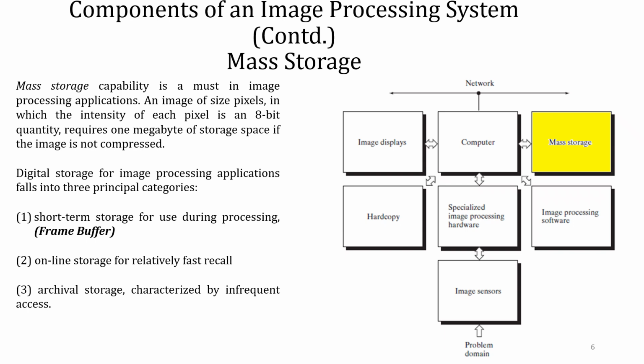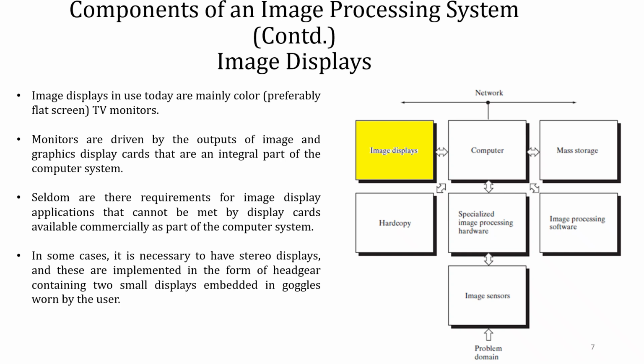An image of size 1024 by 1024 pixels, in which the intensity of each pixel is an 8-bit quantity, requires 1 megabyte of storage space if the image is not compressed. Digital storage for image processing applications falls into three principal categories. The first one is the frame buffer, online storage for relatively fast recall. Then comes archival storage, characterized by infrequent access.